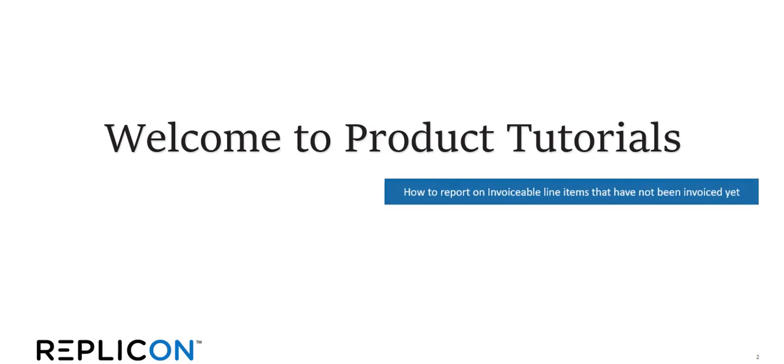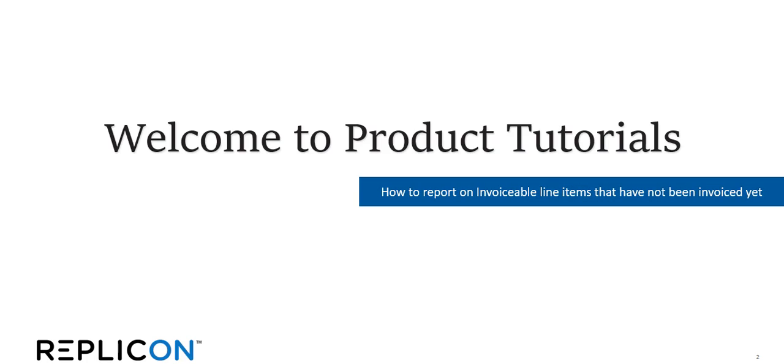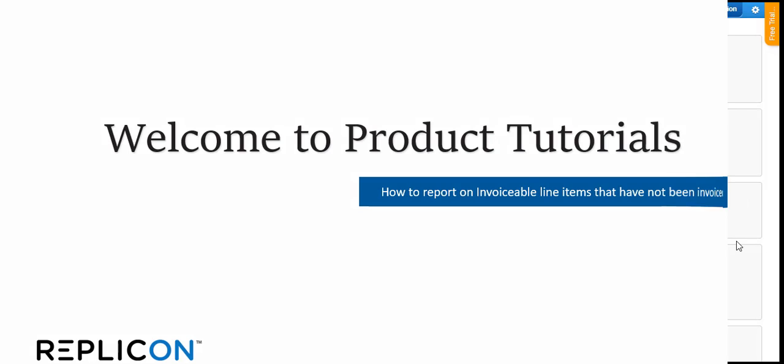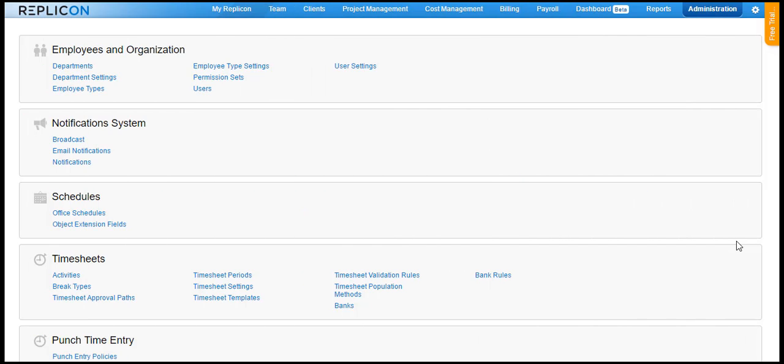Welcome to the product tutorials on how to report on invoiceable line items that have not been invoiced yet in your Replicon system. I'm now logged into the Replicon instance. In this video, I'm going to be showing you how you can create one single report to know what all line items are yet to be invoiced and are invoiceable in your Replicon instance.